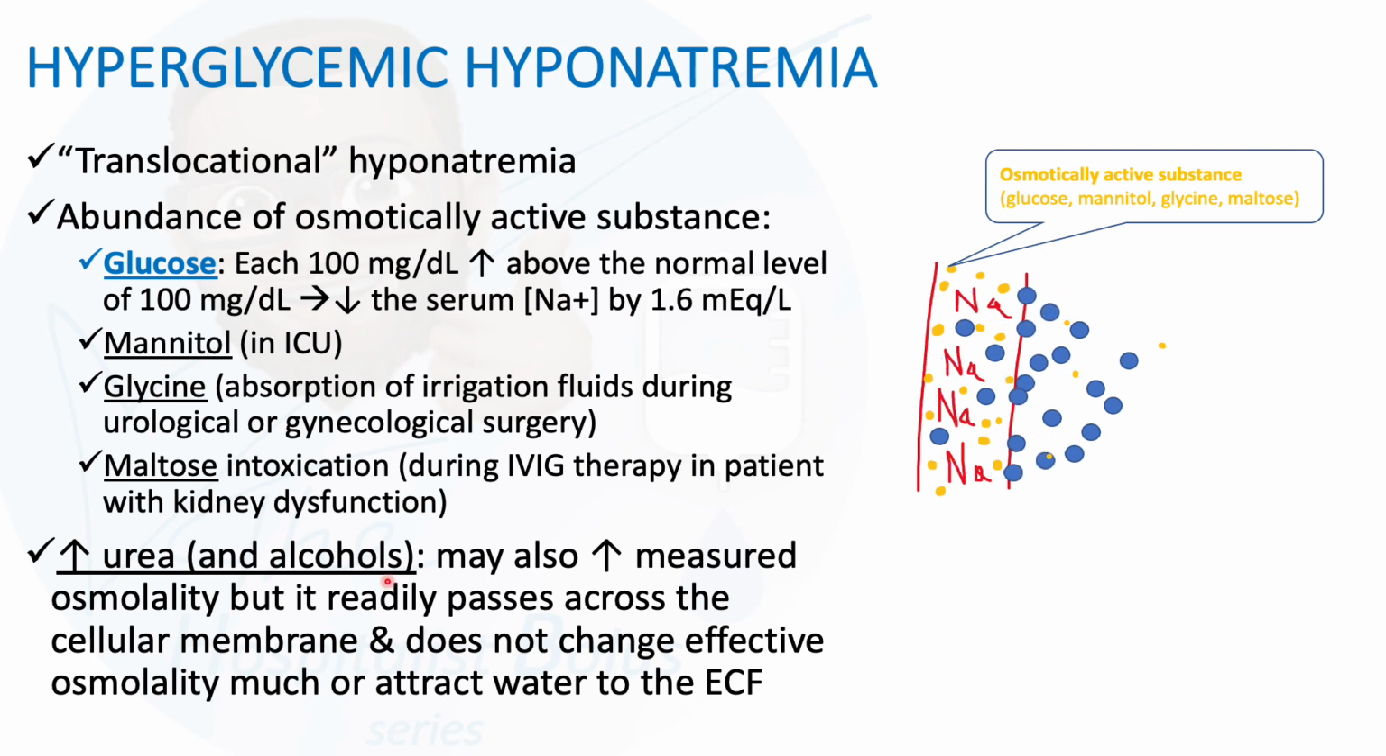Now, urea and alcohol also increase osmolality, but they readily cross the cell membranes, and they might not have the same effect as these substances. So just keep in mind that if you have a patient with very high urea or ethylene glycol or any of the other alcohols, this might affect the level of the sodium to some extent. But again, these are less common, and among those, glucose is much more common, and I'm sure many of you have seen it in clinical practice.